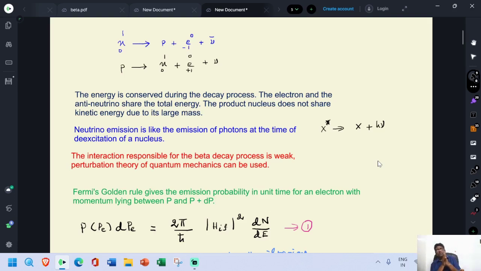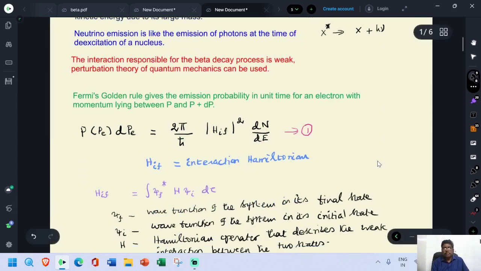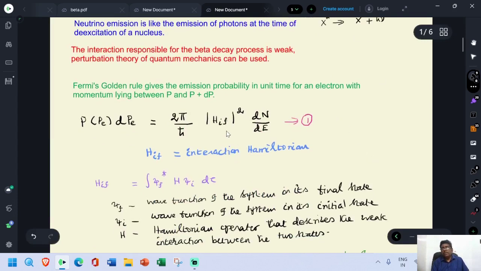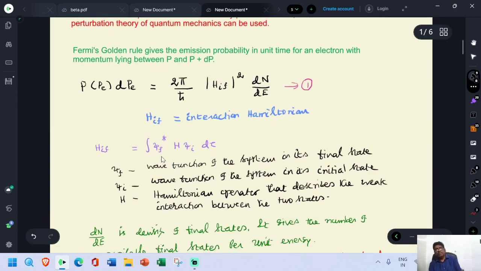The Fermi golden rule explains the transition probability per unit time. That is equal to 2π/ħ times |H_if|² times dn/dE. Here, the absolute square of H_if contains the interaction Hamiltonian term. The value of H_if is equal to the integral of ψ_f* H ψ_i dτ.